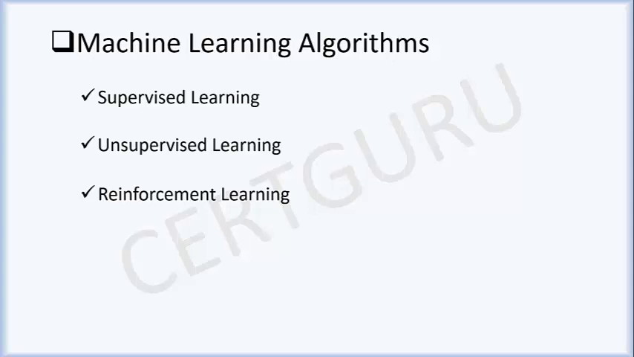Supervised learning works on labeled data. Unsupervised learning works on unlabeled data. Reinforcement learning works on reward and penalty criteria. There is one more category known as semi-supervised learning, which works on partially labeled and usually a lot of unlabeled data, but we will not discuss semi-supervised learning algorithms in this video.